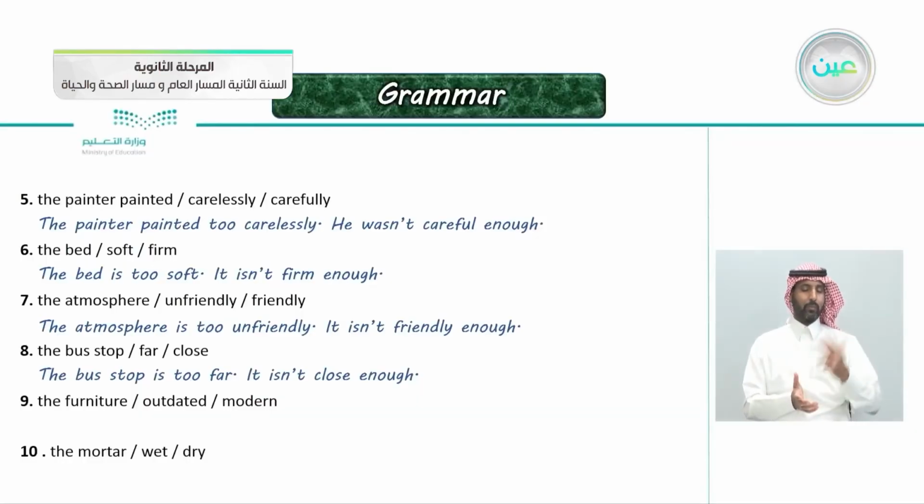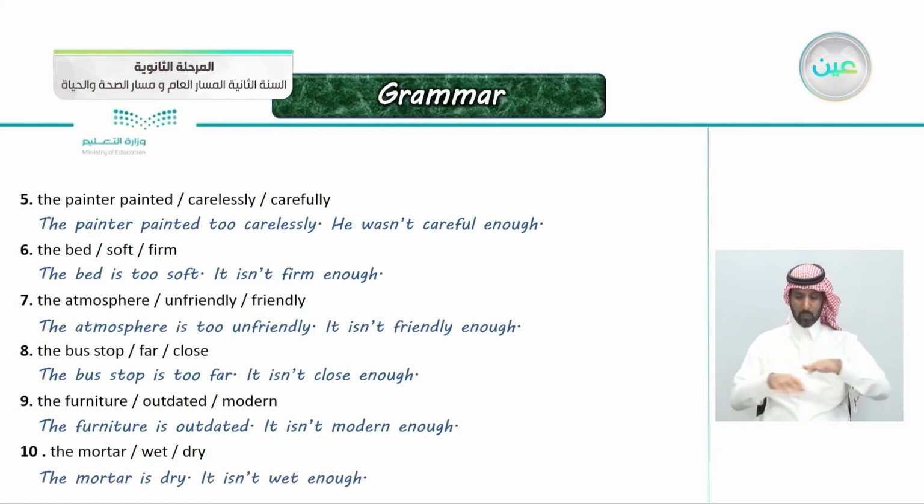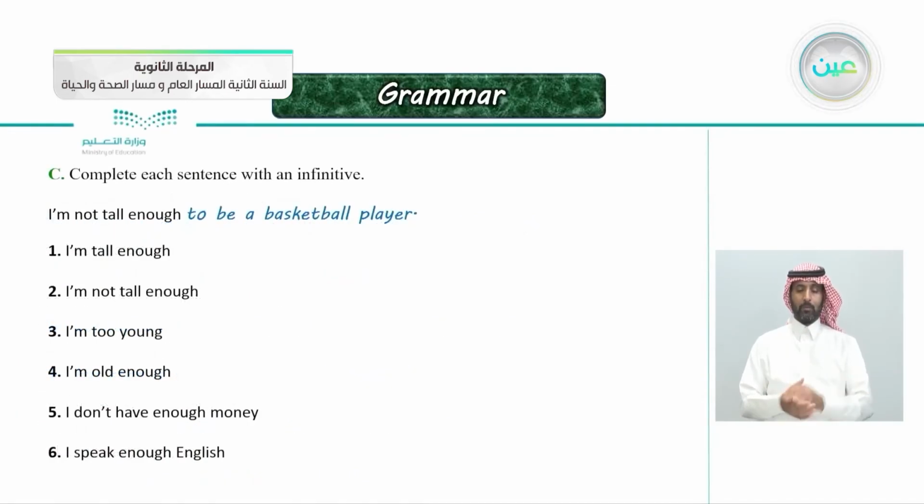Number 9, the furniture, outdated, modern. So, very good. The furniture is outdated. It isn't modern enough. Number 10, the mortar, wet, dry. So, yes, the mortar is too dry. It isn't wet enough. Exercise C here.